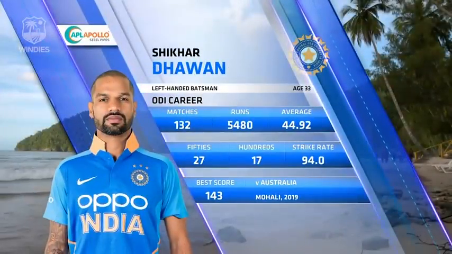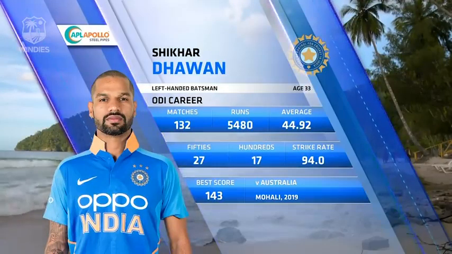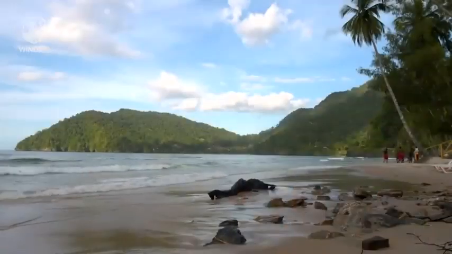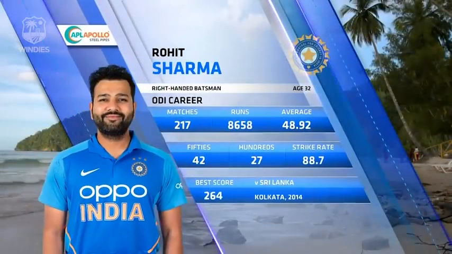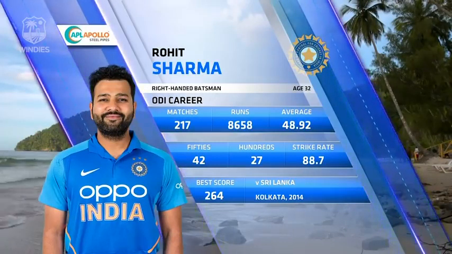Shikhar Dhawan. 132 matches for the Southpaw. Rohit Sharma hasn't gotten 100 against the West Indies in the West Indies, but his record against them and most others is outstanding.